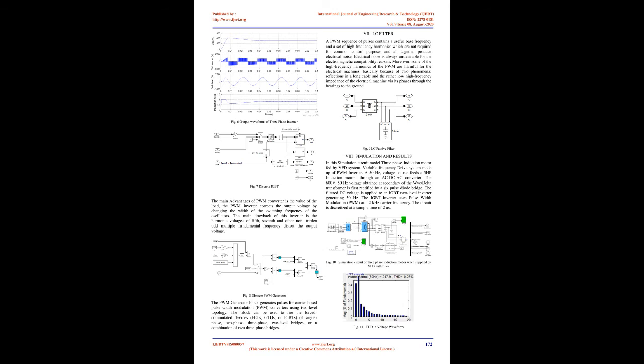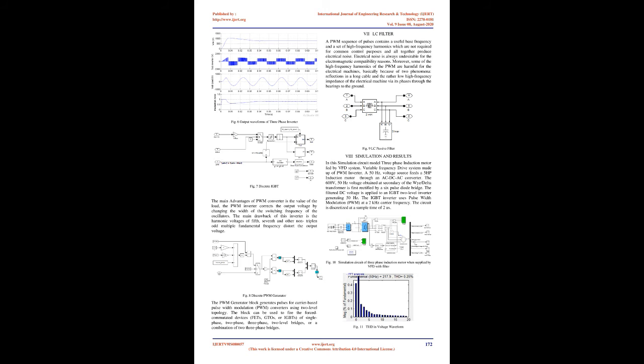The main advantage of the PWM converter is the value of the load. The PWM inverter corrects the output voltage by changing the width of the switching frequency of the oscillators. The main drawback of this inverter is that the harmonic voltages of the 5th, 7th, and other non-triplen odd multiples of the fundamental frequency distort the output voltage. Fig. 8 Discrete PWM Generator. The PWM generator block generates pulses for carrier-based pulse width modulation, PWM, converters using two-level topology. The block can be used to fire the forced commutated devices, FETs, GTOs, or IGBTs, of single-phase, two-phase, three-phase, two-level bridges, or a combination of two three-phase bridges.